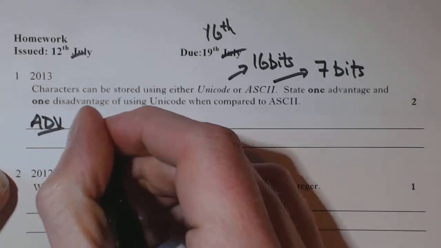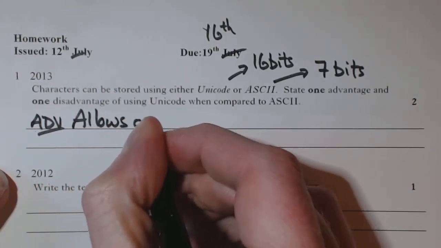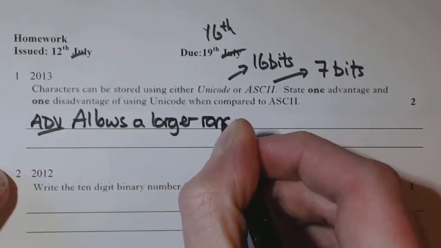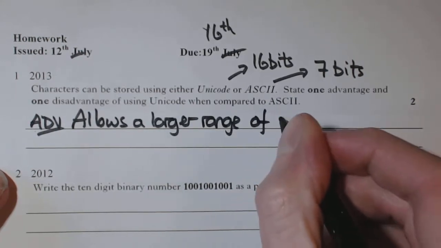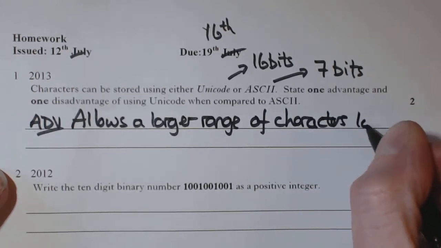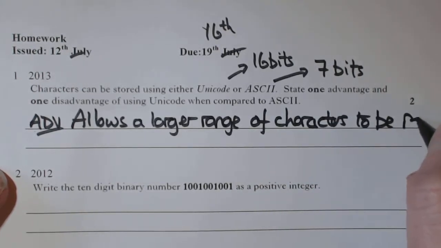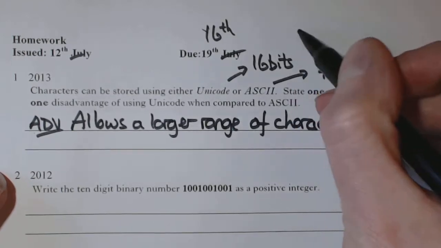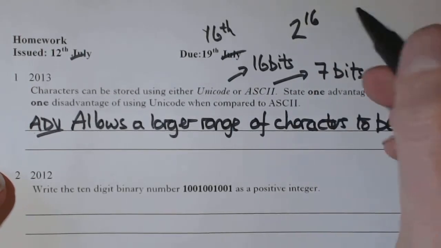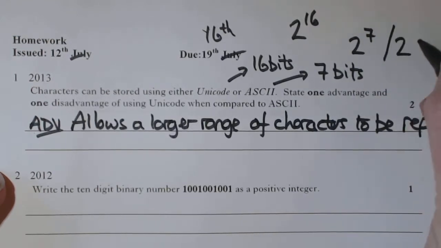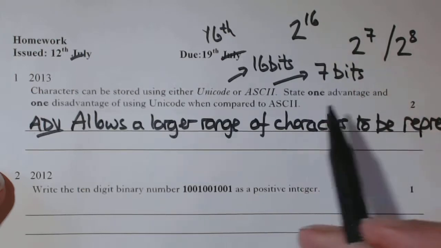Okay, so it allows a larger range of characters to be represented. And you could even test it with a calculator. You just say 2 to the power of 16 and compare the number you get with 2 to the power of 7. Or you could even say 2 to the power of 8. So that's a lot more characters.